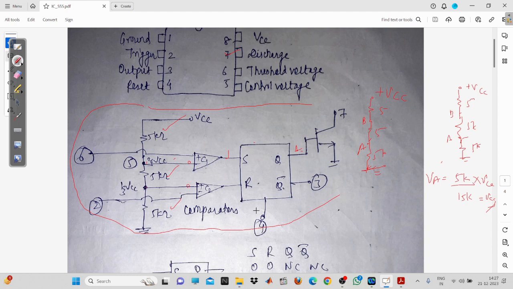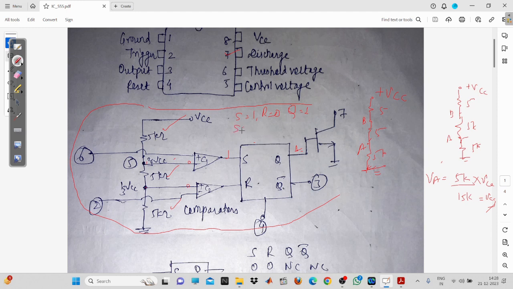Now the fourth pin is the reset pin. Suppose you put a high pulse, then this entire circuit will be reset. This is about the flip-flop. When S equals 1, R equals 1. Q is the output of the flip-flop, so Q equals 1. These are the complementary outputs, and the output of the timer we are taking from Q bar. So when Q equals 1, Q bar equals 0.